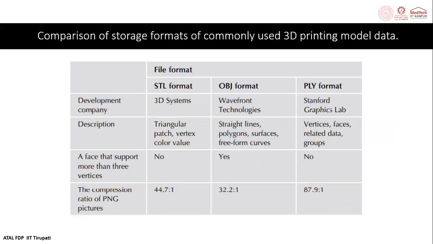Now when we look at formats, you have STL format, OBJ format, and PLY format. STL format has triangular patches, vertices, and color values. OBJ will have straight lines, polygons, surfaces, freeform curves. PLY format has vertices, faces, related data, and groups. This makes the file size large or small, and reduces errors when we use multiple materials.